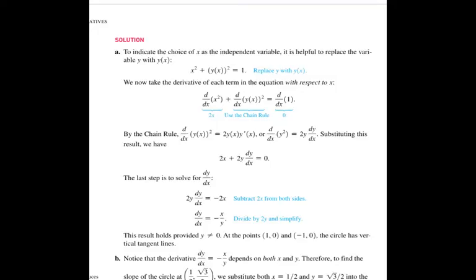So they replaced y with y of x, okay? And then we take the derivative of each term with respect to x. The derivative of x squared with respect to x is just going to be 2x. But here we need to use the chain rule: the derivative of the outside function times the derivative of the inside function. You see it here. So y squared is going to become 2y of x times y prime. That y prime is our dy by dx. We solve for dy by dx, and we get the same result that we have.